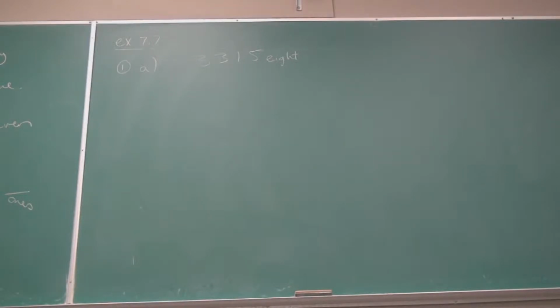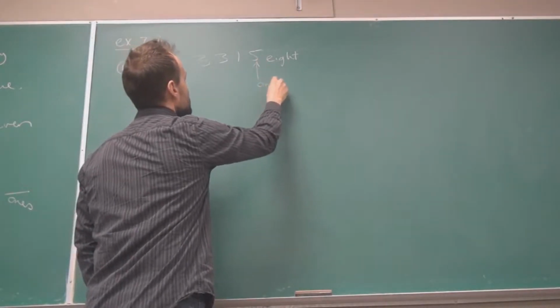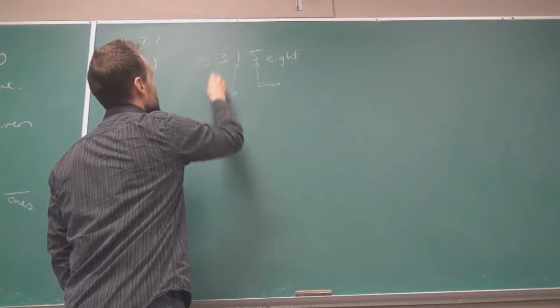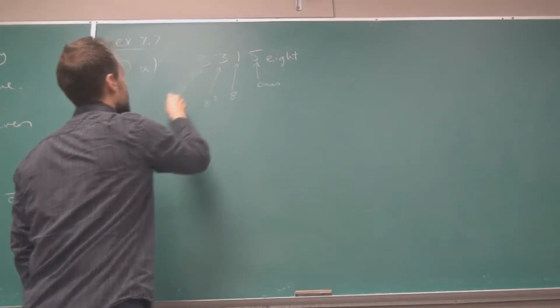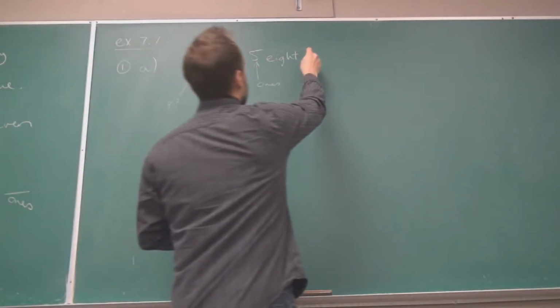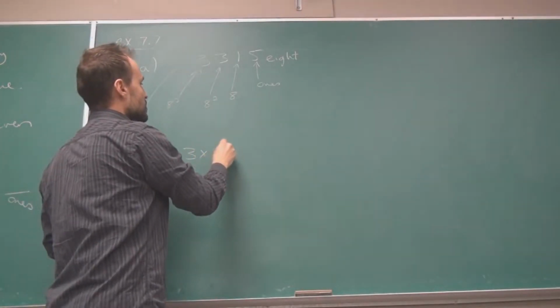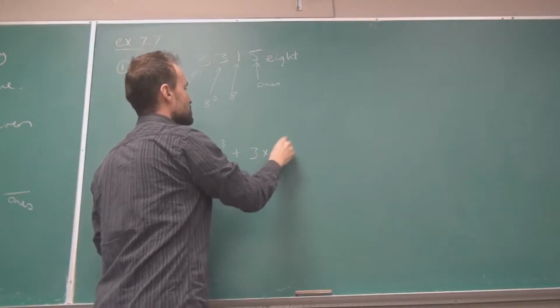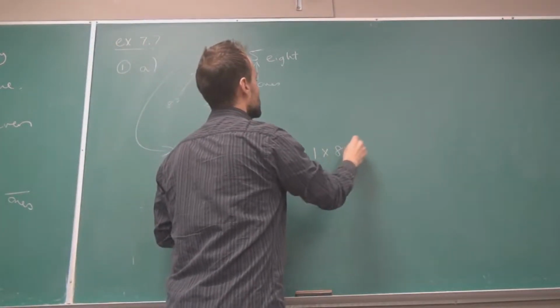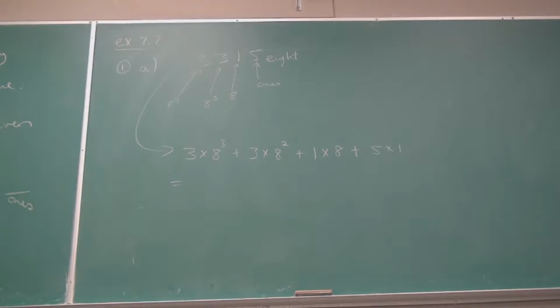Now I'm counting in 8s, meaning this counts the 1s, that counts the 8s, that counts the 8 squared, that counts 8 cubed. So this represents 3 groups of 8 cubed, 3 groups of 8 squared, 1 group of 8, and 5 ones. Put that into your calculator, and you get the number. Simple as that. Nothing new really, other than I'm counting now in 8s instead of 5s.